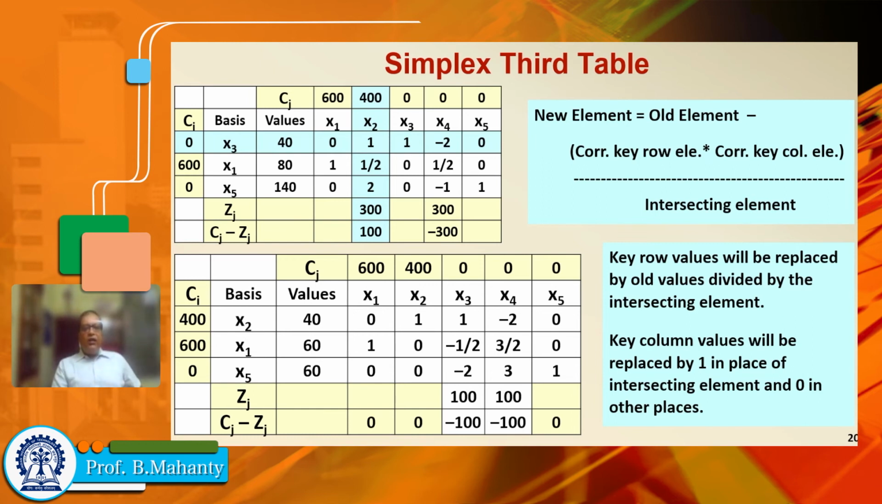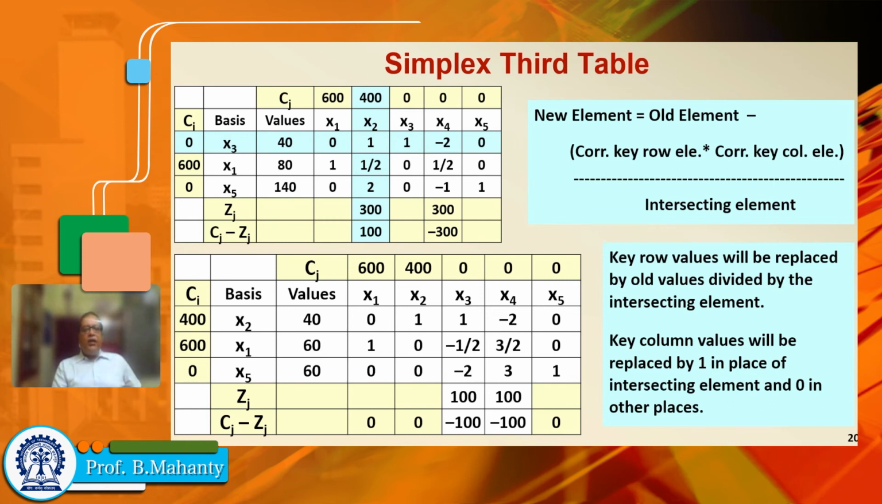Then we have the canonical form, in the sense that x2, x1 and x5 should form a unity matrix in that order. So 1, 0, 0, 0, 1, 0 and 0, 0, 1. So that part will be filled up. Now the remaining part of the matrix: these 1 and minus 2 we have already seen.